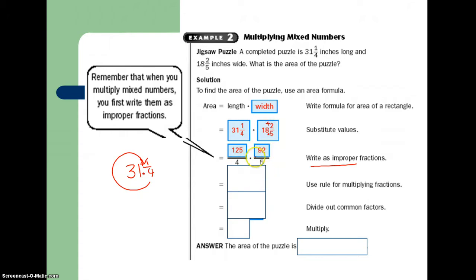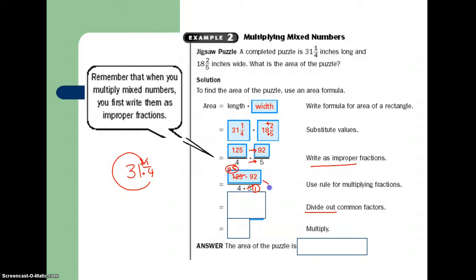Now we can use the rule for multiplying fractions, which is just multiply the numerators together and multiply the denominators. Remember, it's going to make your life easier if you divide out common factors. You should notice that 125 and 5 both end in 5, so they both divide by 5. 5 divided by 5 is 1. And 125 divided by 5 is 25.